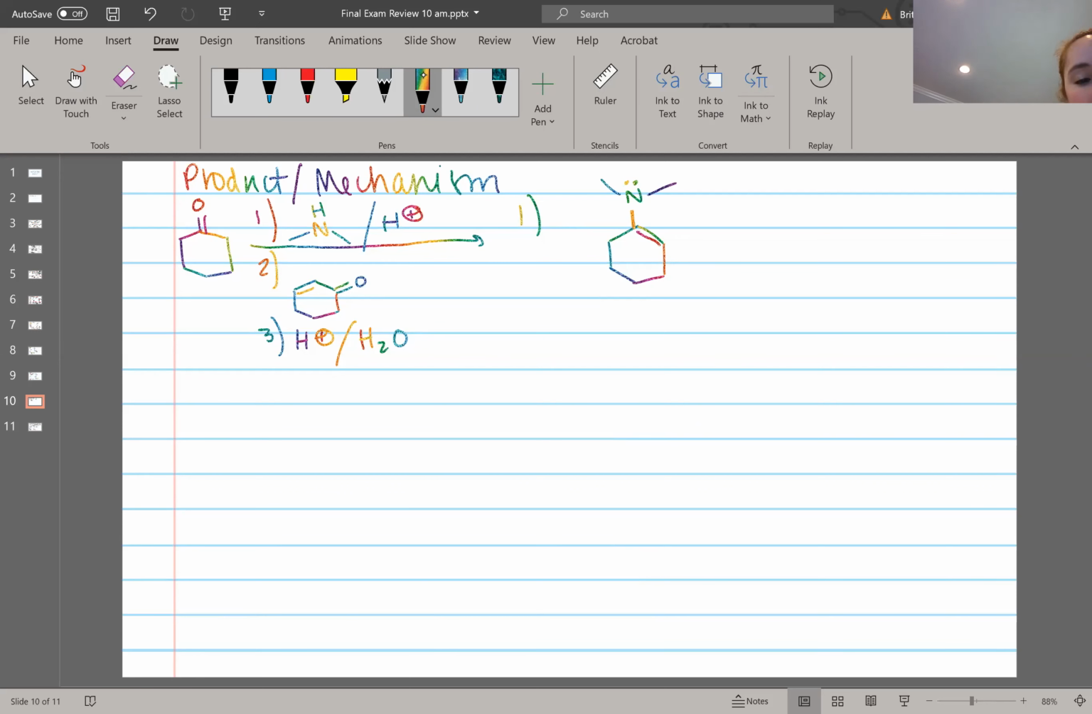And then in step 2, we're adding in an alpha beta unsaturated carbonyl compound. What is this? Isn't it a Michael addition? Yeah, so it's a Michael addition, and this is the Stork enamine reaction. So you should definitely write out the mechanism for this at some point. I'm just going to show you how the connections are made.